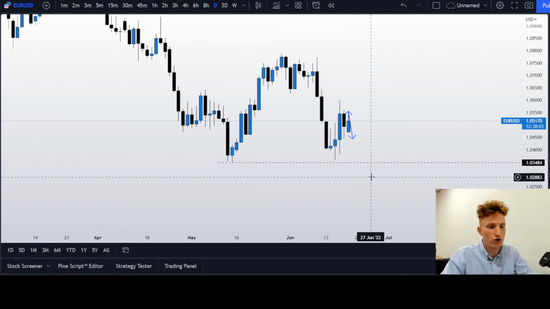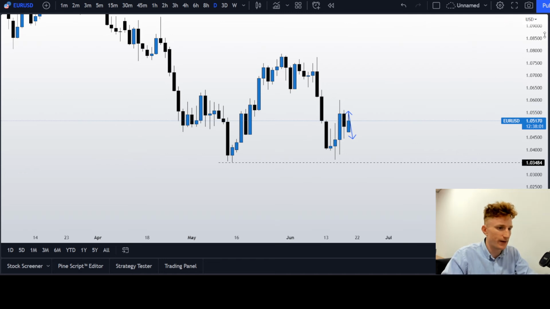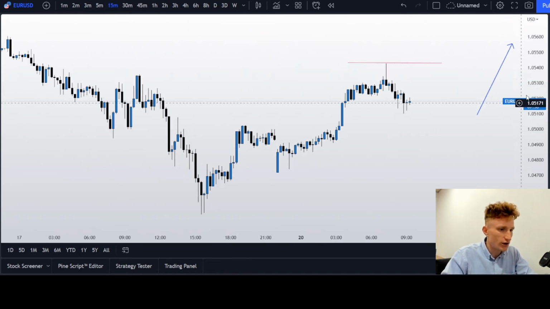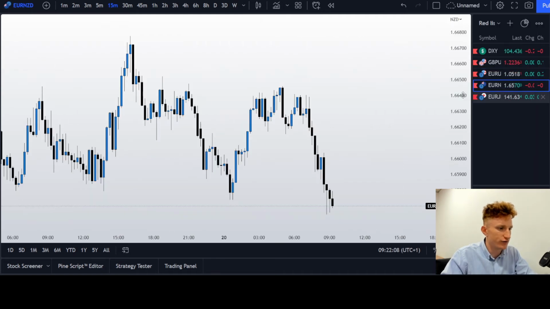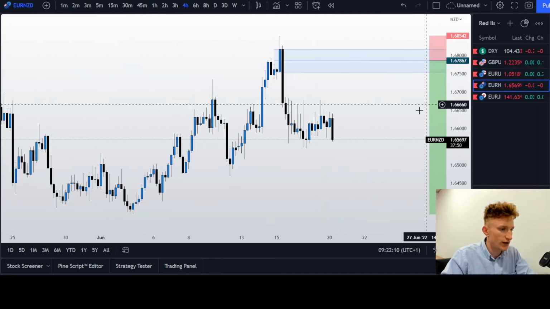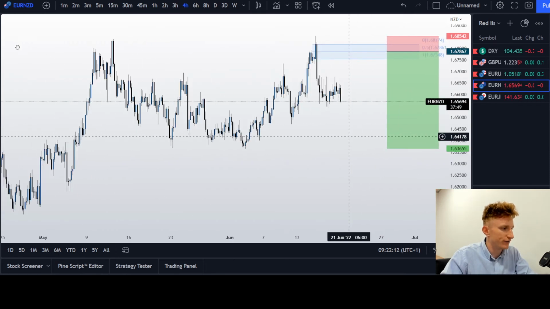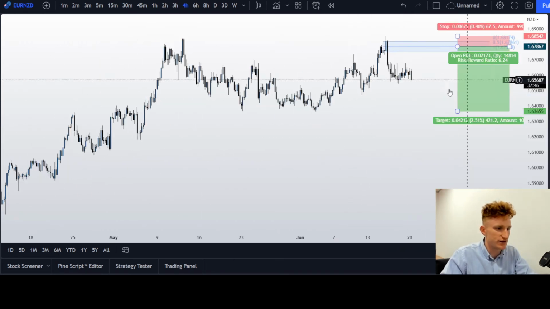to the 1.03500 level. Okay, so this is what I'm looking for on Euro USD. I do have two other euro charts that I'm looking at the moment. I have Euro NZD. I have not placed the limit yet, but it's definitely something that I'm looking at.